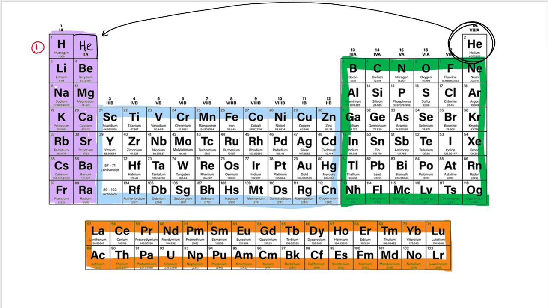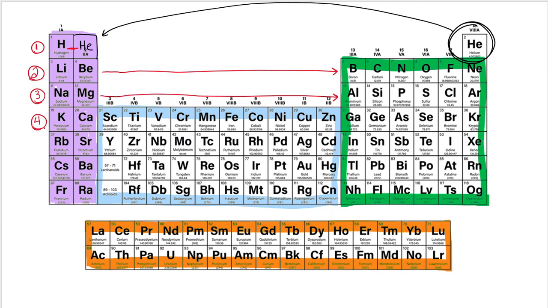The other thing I'm going to do on this periodic table before I go any further is number these. So this is the first period of the periodic table. Hydrogen and helium are in period 1. Lithium and beryllium, and then straight over to boron through neon, that's period 2. Period 3 is sodium and magnesium, and then over to aluminum through argon. And then period 4 is potassium and calcium. Okay, so we've got our periods of the periodic table numbered. We've moved helium over. And now those colors.